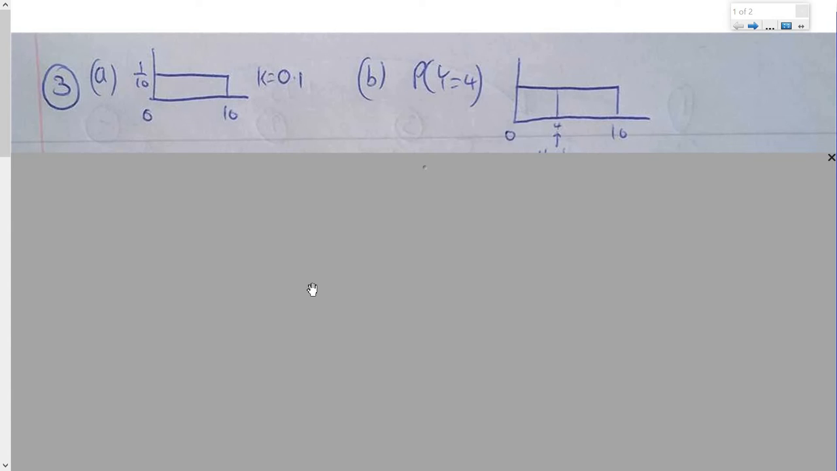Hello everyone, just giving some feedback on last week's worksheet looking at the rectangular distribution. So just going through an example of question 3 and also looking at 6 and 7 a little bit as well.